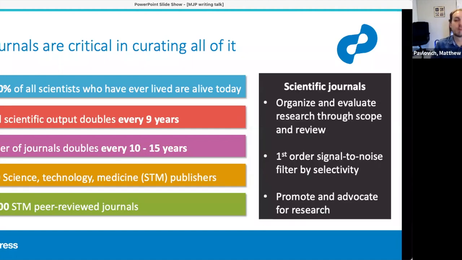And journals are really important. I'm biased, I'm a journal editor, but I think they're important because they help to organize the community through defining scope and through conducting peer review. One of my colleagues who's a physicist says that it's a first order signal to noise filter. And what he means here is that a journal is a great way of saying, okay, yes, this research has been conducted and it's been peer reviewed and it's been validated in a way that makes you able to trust it.